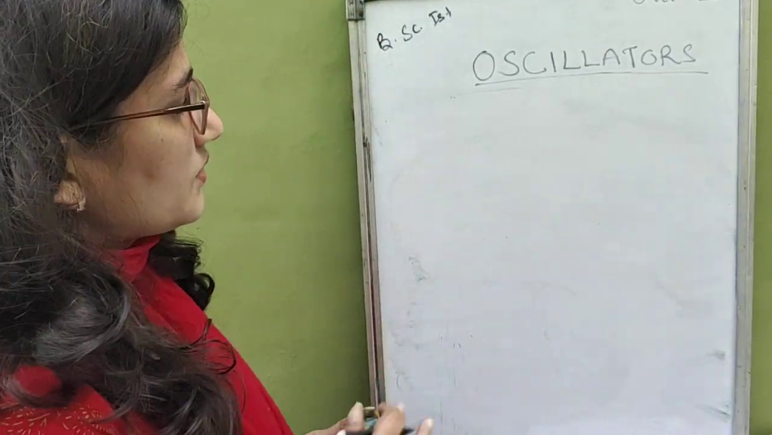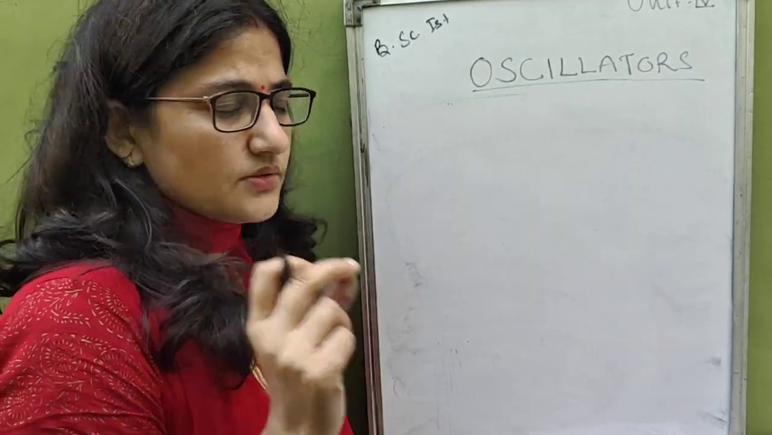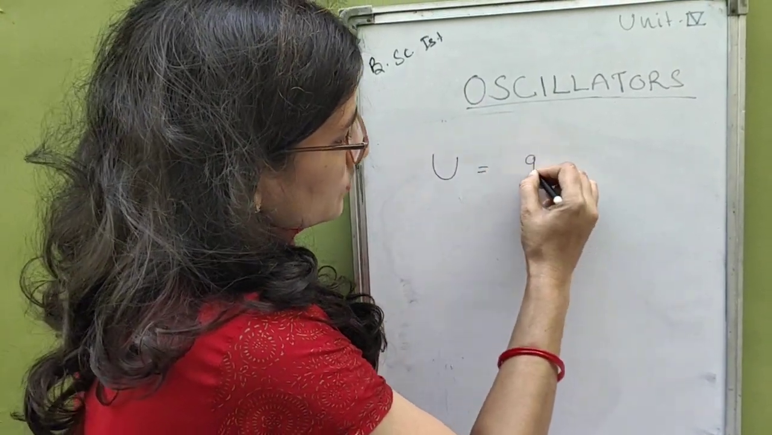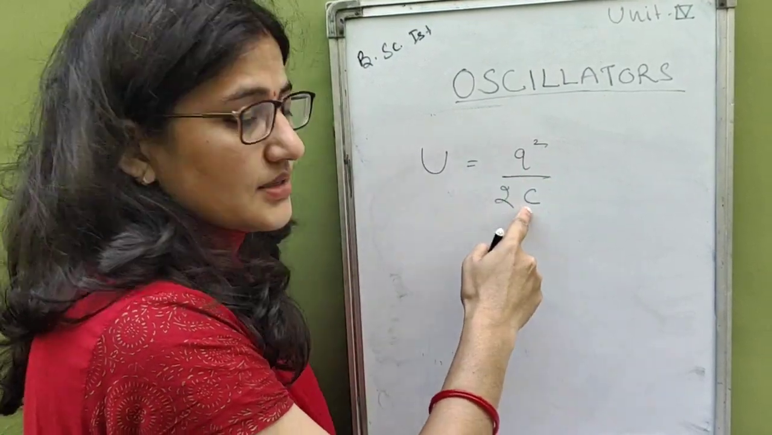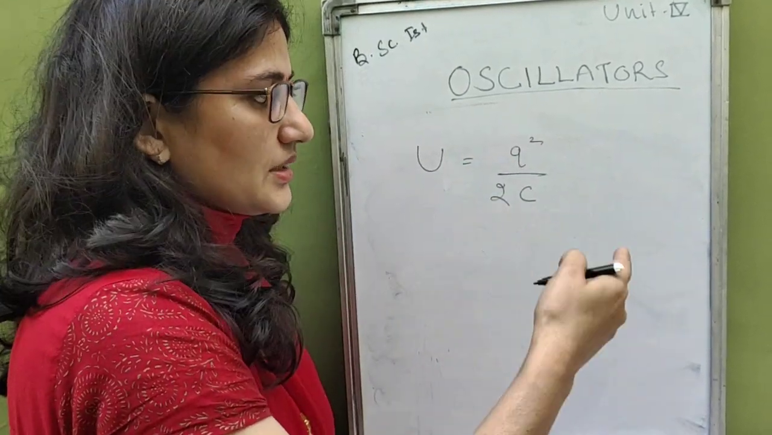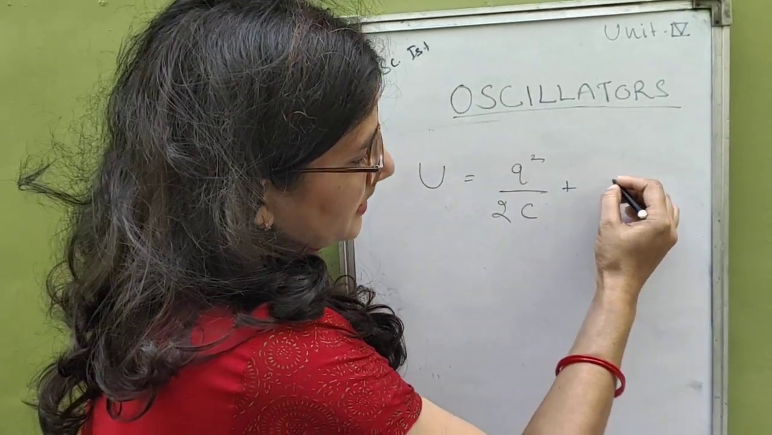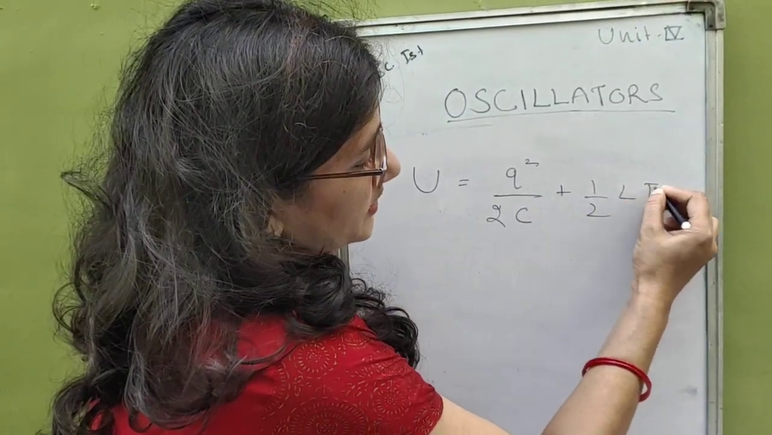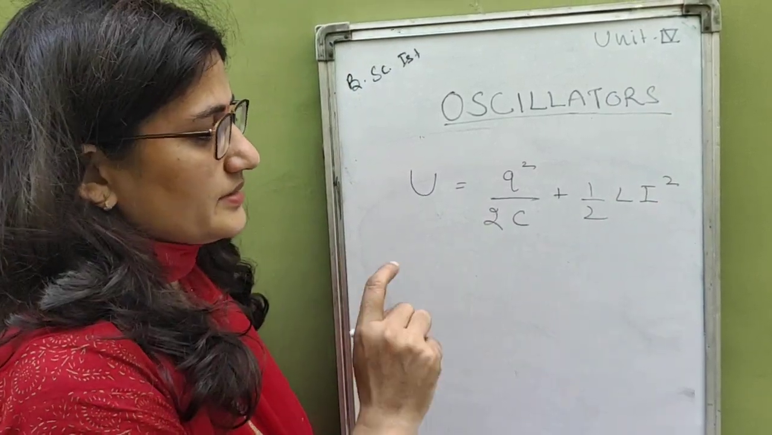We can calculate this frequency. As I already said, the capacitor stores energy in the form of an electric field. So the energy is equal to Q squared by 2C, where Q is the charge of the capacitor and C is its capacitance. When charge Q goes through the capacitor in a time t, it changes the current. And what is the energy in the inductor? That energy is 1/2 L I squared. Here I is the current and L is the inductance. This is the total energy in this tank circuit.